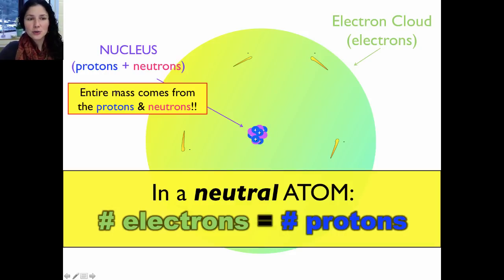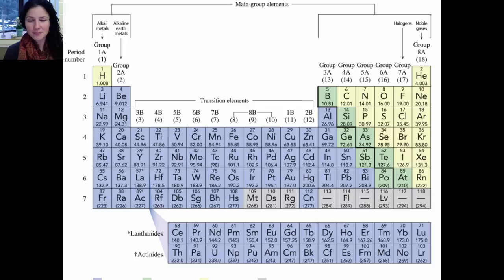We're going to use these two important pieces of information to understand some things about atoms and the periodic table. So keep these two things in mind. The entire mass of the atom comes from protons and neutrons, and in a neutral atom, the number of electrons is equal to the number of protons.